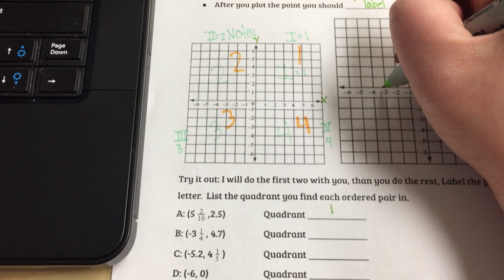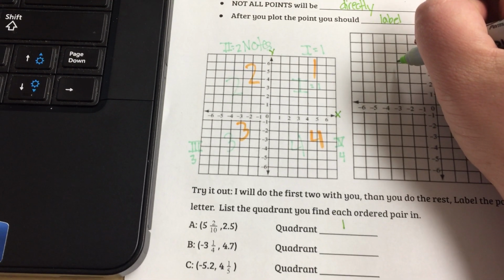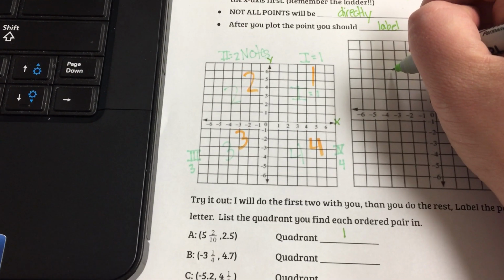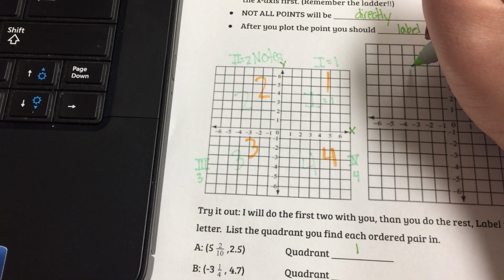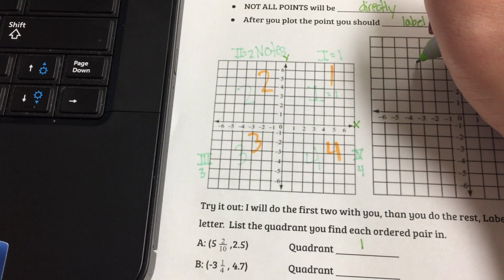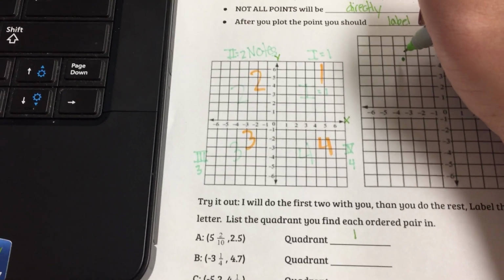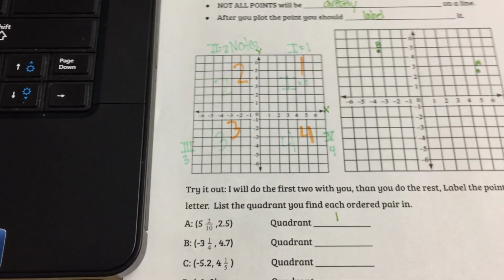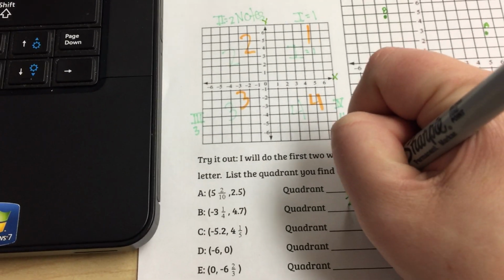4.7 means I'm going up because it's a positive. I'm going to go up to 4. And 0.7, it's not quite halfway between. It's not quite to 5, so it's probably going to be about here. And I'm going to label that one B. And I'm going to write down that it's in quadrant 2.